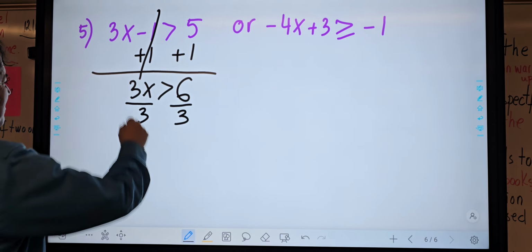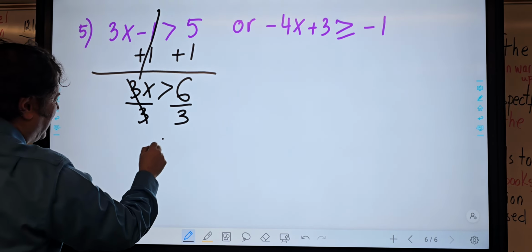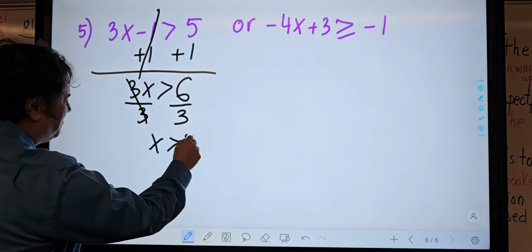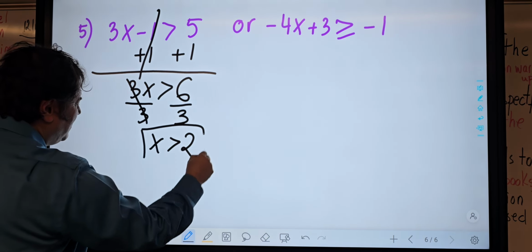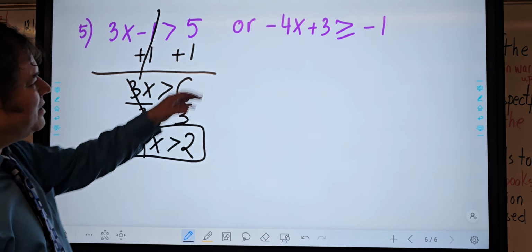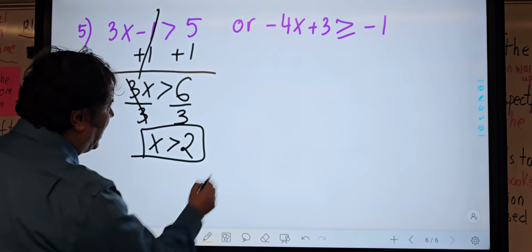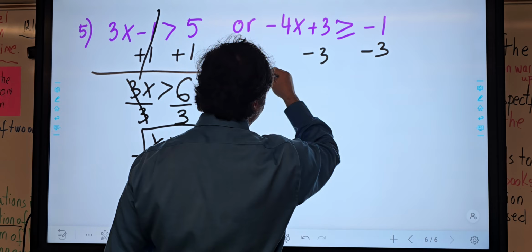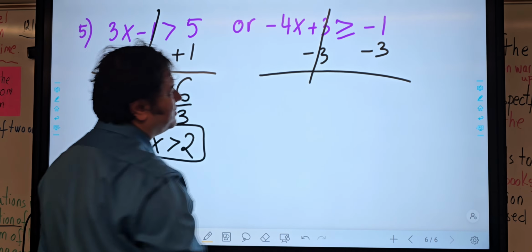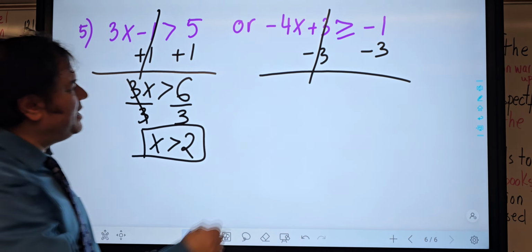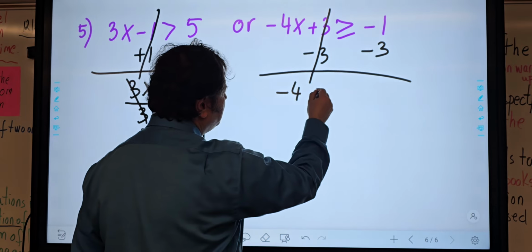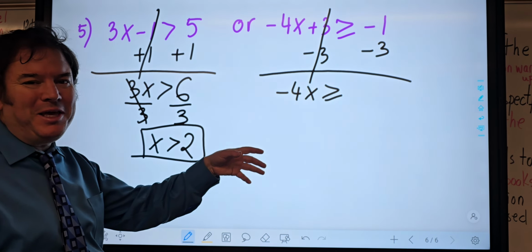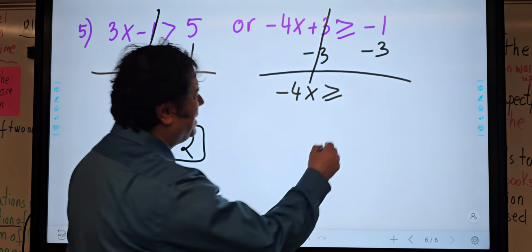3 divided by 3 becomes a 1x, simplifies to 1x, greater than 6 divided by 3 is 2. Okay, we have one answer. And then in the second inequality, we are going to subtract 3 on both sides first. 3 minus 3 cancels out. We are left over with negative 4x greater than or equal to negative 1 and negative 3, of course, become negative 4.